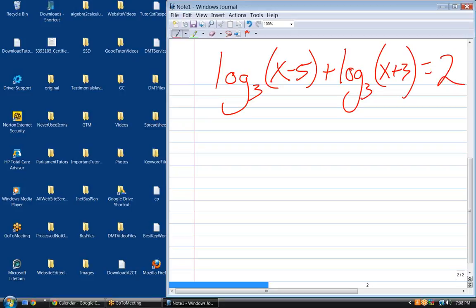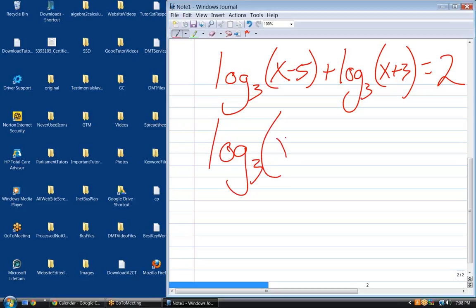In order to solve this, we've got to get it down to one log term. In other words, if I can get log base 3 of something equals 2, then I can solve it by doing the same thing we did with the last problem. But first of all, I got to narrow it down to one log term. How do I do that? Since they have the same base, can you just say log base 3 of x minus 5 times x plus 3? Correct. Okay. So I'm going to compress it.